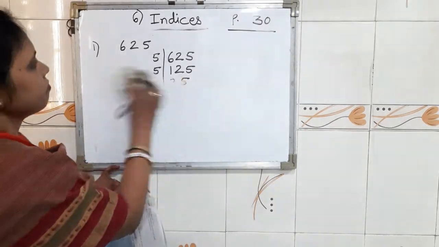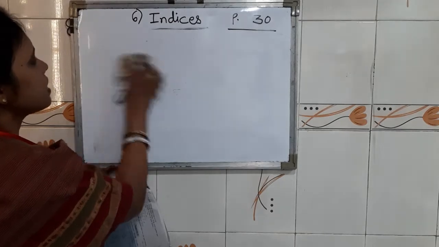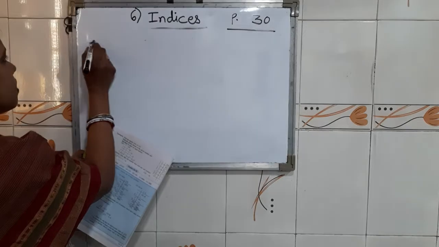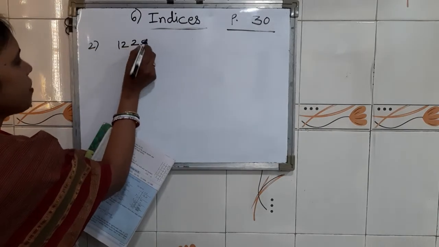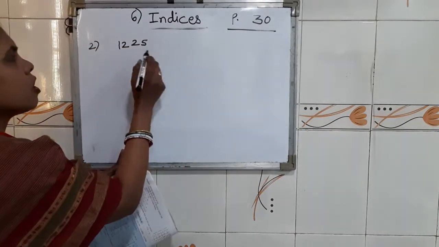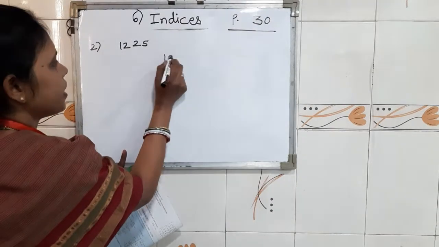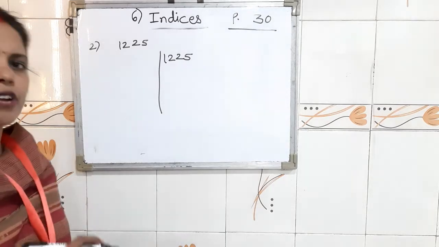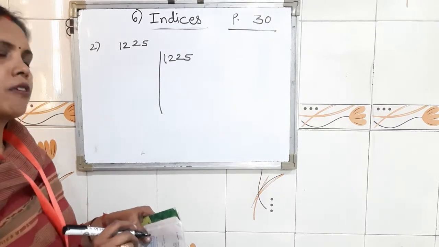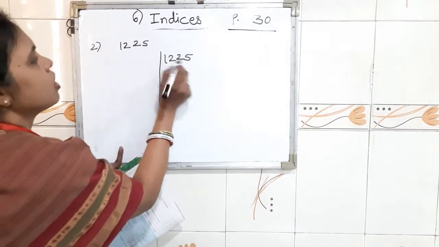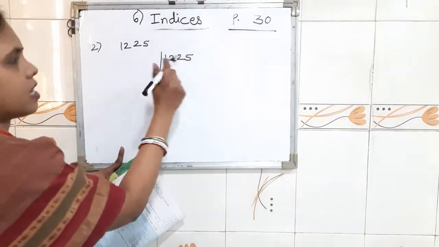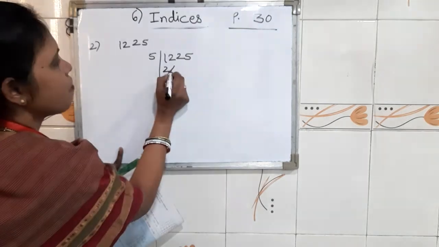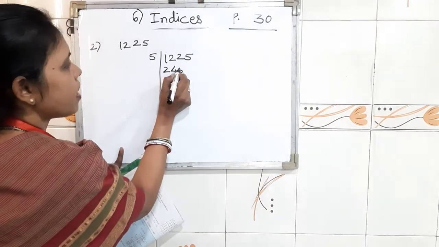Now question number second one is given, 1225. So children, same thing. We will find the square root of 1225 with the help of prime factors. Here in the unit place 5 is there. Write down. This one we will divide by 5. 5 2 ja 10, 5 4 ja 20, 5 5 ja 25.